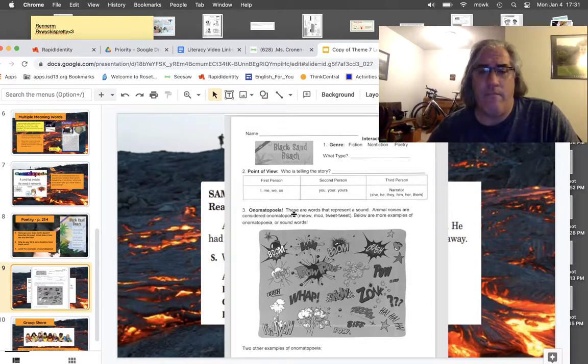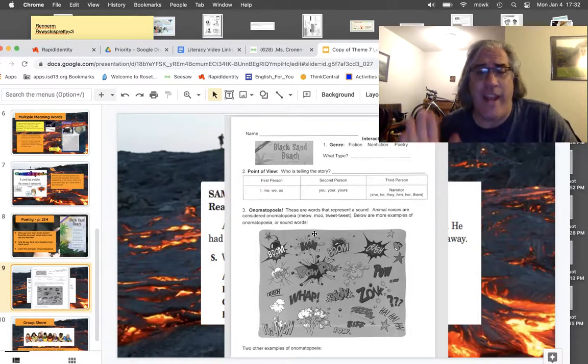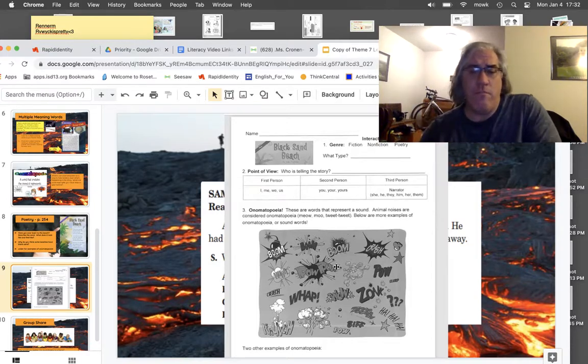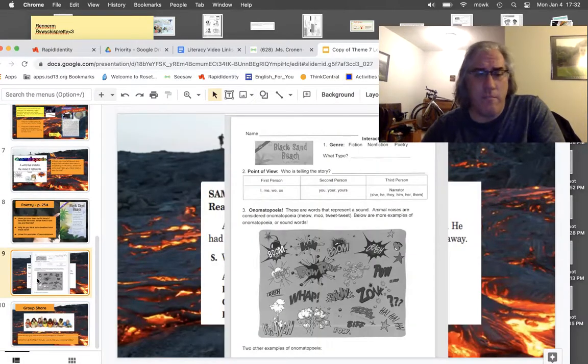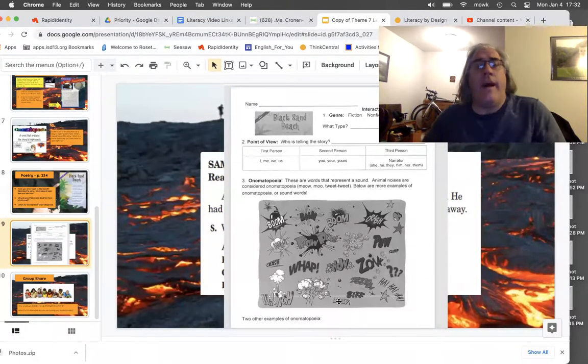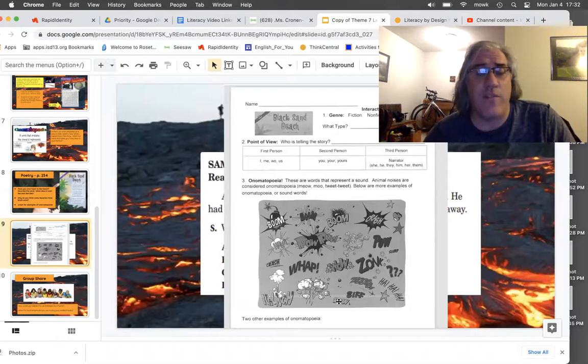Onomatopoeia. These are words that represent a sound. Animal noises. Meow, moo, tweet, tweet. There are other examples of onomatopoeia or sound words. Look at all of those here. And then, I'm sorry, what are 2 other examples of onomatopoeia? You should find those examples yourself, okay? That's going to be your work for today.